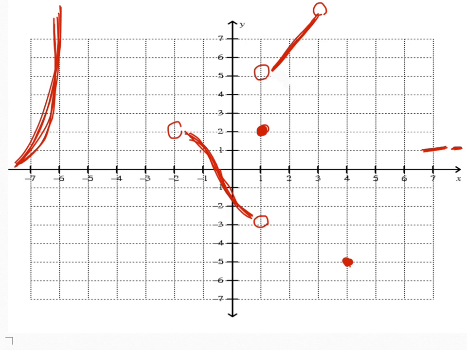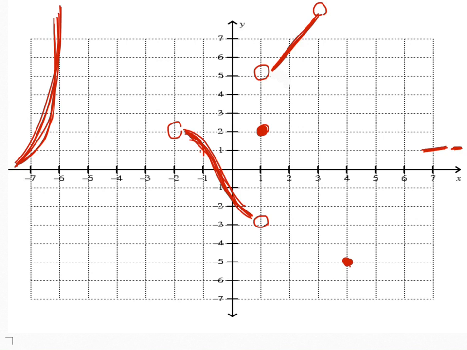Next one, negative 2 from the right hand side, it has a value of, it's going to approach 2. So again, as x gets closer and closer to negative 2, it has a value of 2. So I put an open circle there.